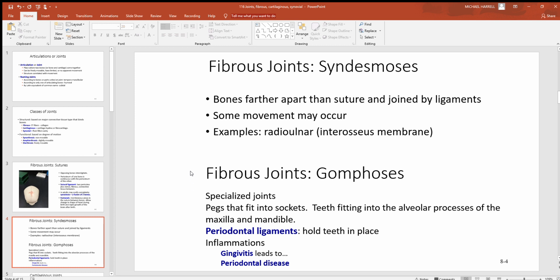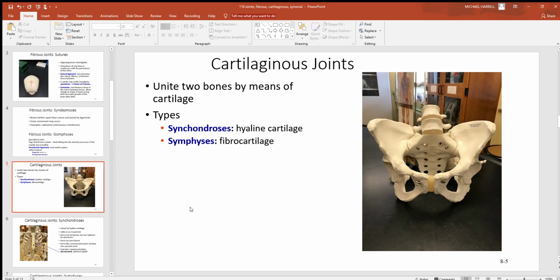Another type of fibrous joint is a gomphosis. These are specialized into one particular place, where your teeth fit into the alveolar processes of the maxilla and mandible. It's the only place we have little peg and socket joints. Now look at the cartilaginous joints. Again, now we've got cartilage in between the bones.